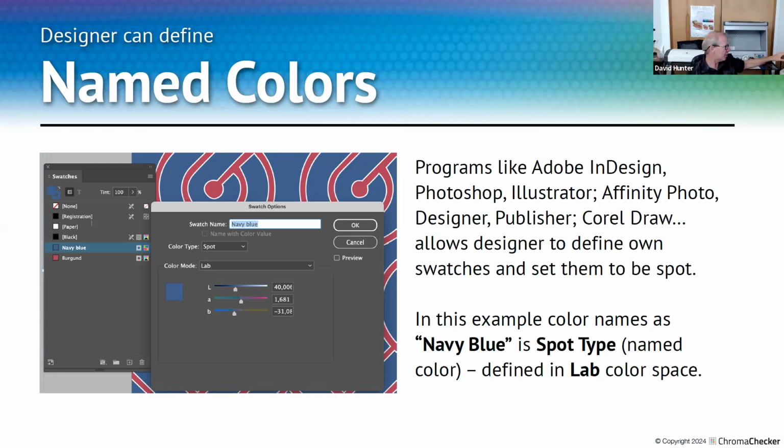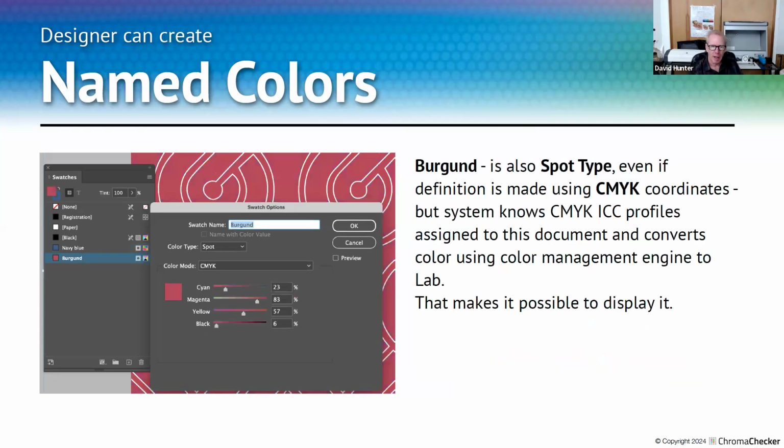Even on the same printer, if you print on multiple paper stocks, you need different lookup tables for different paper stocks if you want that navy blue to print the same way on each. So we've got to call it out as a separate color. This way, you can define spot colors as CMYK or LAB, or RGB for that matter.